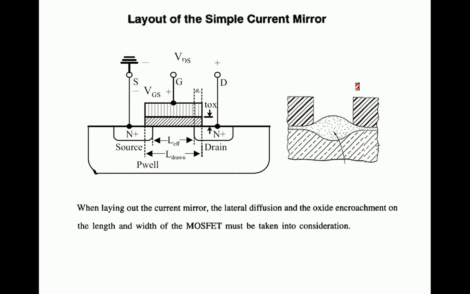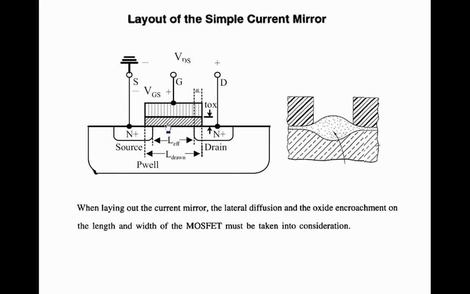Before going for the layout of a simple current mirror, first of all, whenever a transistor is fabricated, the drawn length is going to be different from the effective length of the channel, because normally the gate is fabricated and the gate overlaps the source as well as the drain like this. So this is DL. DL is nothing but the overlapping of the gate on the drain as well as on the source. Normally whatever we take as L is nothing but the drawn length. Let us assume L is equal to 5 micrometers. That 5 micrometer is the drawn length.